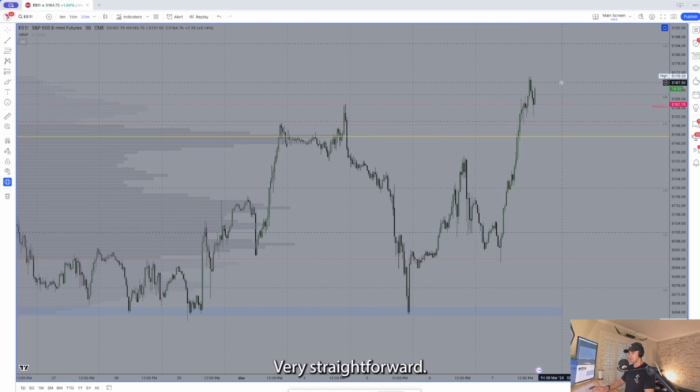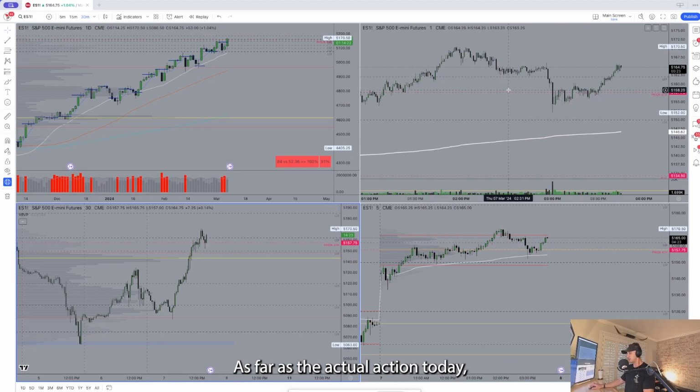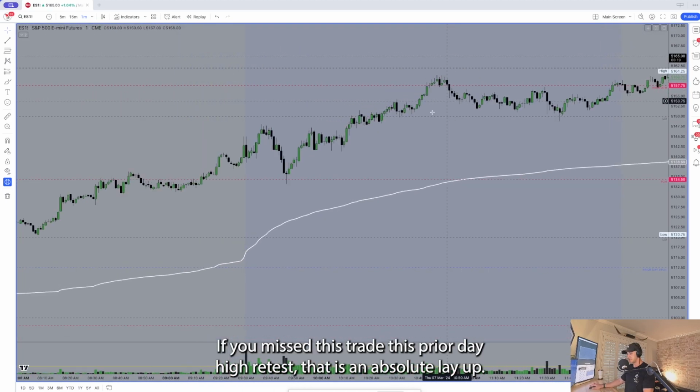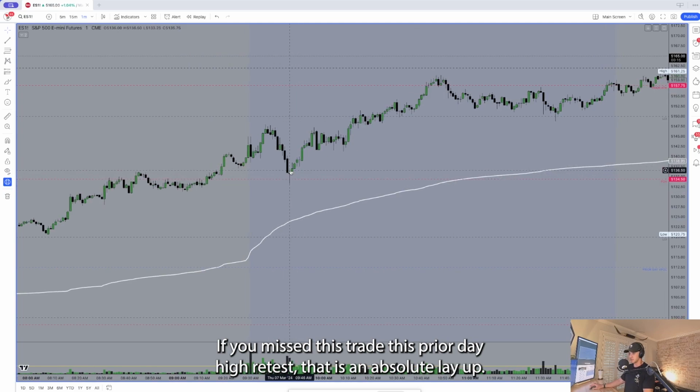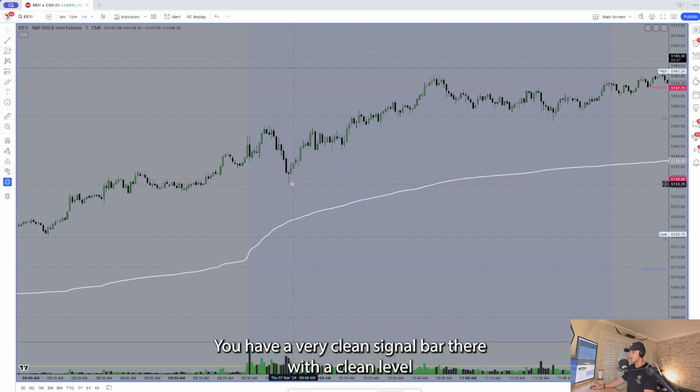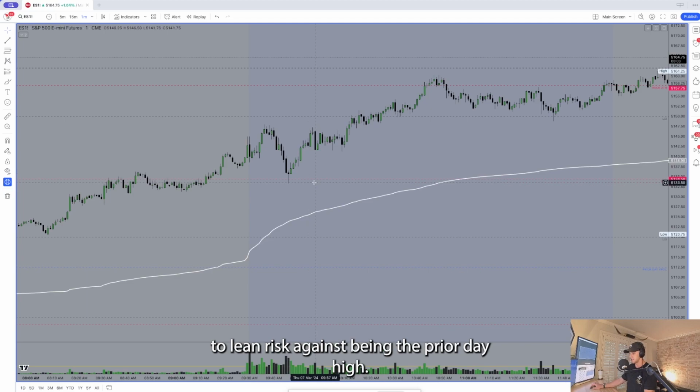Very straightforward. As far as the actual action today, some phenomenal action. If you miss this trade, this prior day high retest, that is an absolute layup. I highly recommend reviewing this setup. This is a really good intraday reversal. You have a very clean signal bar there with a clean level to lean risk against being the prior day high, right?